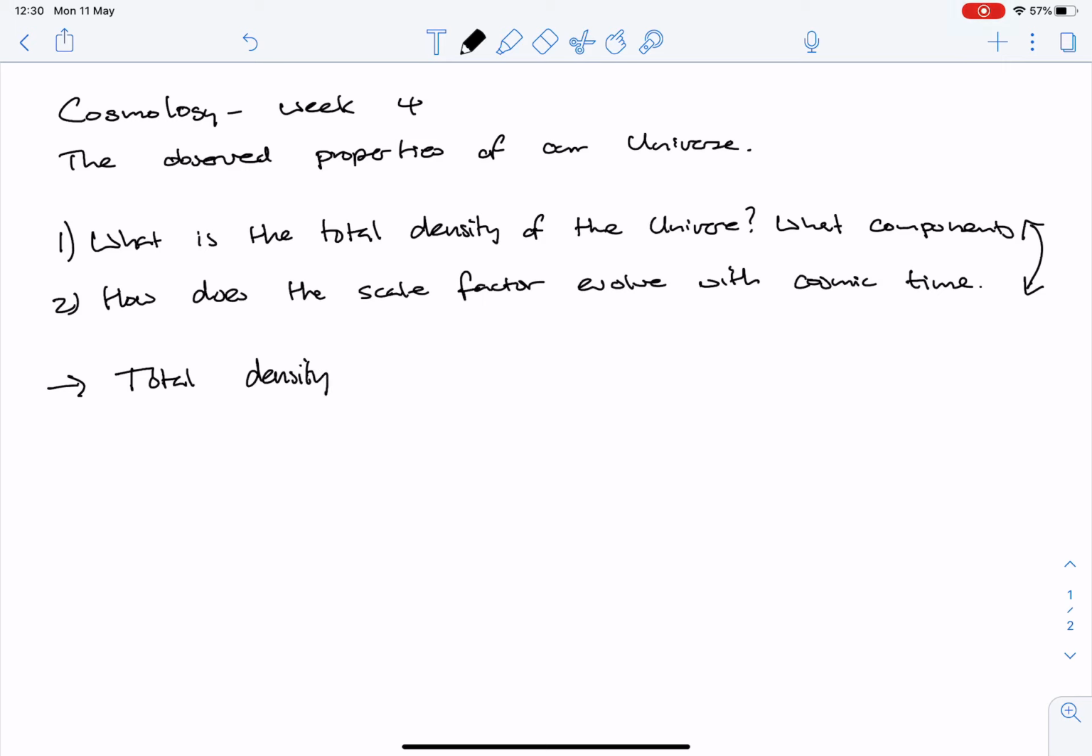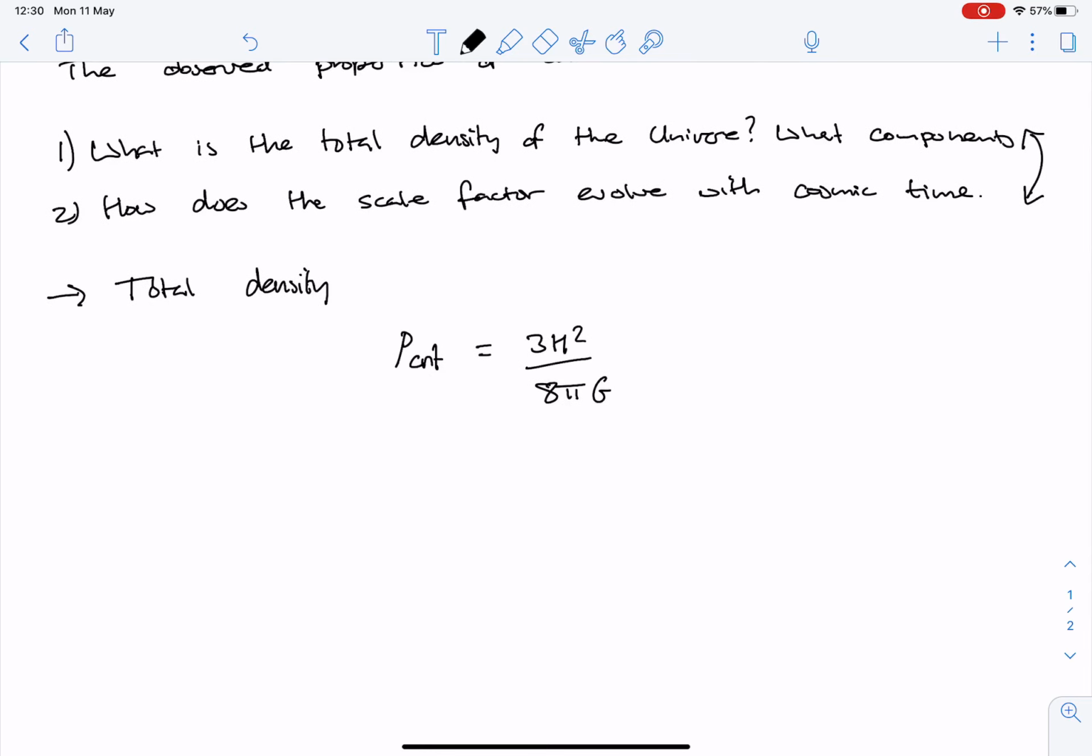and remind you that we have a critical density. This comes from setting the curvature equal to 0 in the Friedmann equation. And that critical density is given by 3H squared over 8 pi G. And of course, there's also a critical energy density, an E crit, if you like, and that's given by 3c squared H squared over 8 pi G. And these also have real values.